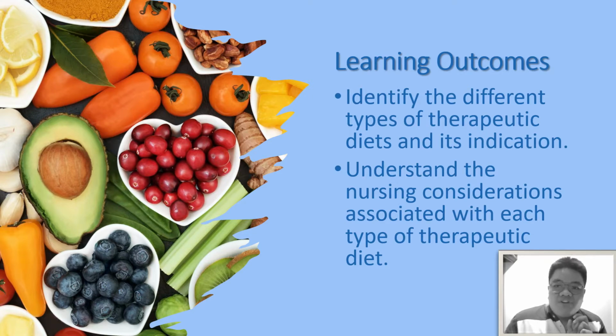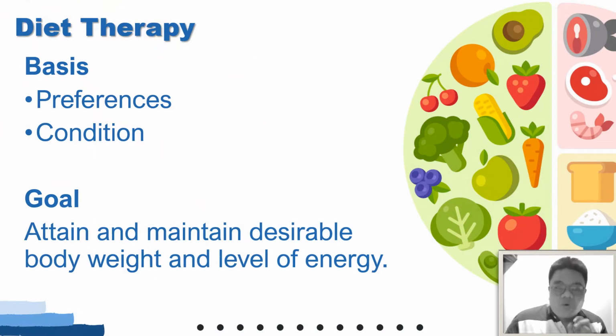Now, let's have the definition first. When I talk about diet therapy, you have two bases there: the preferences of the patient and the patient's condition. When I talk about preferences, there are diets wherein we consider the likes and dislikes of the patient. But not all the time would we be sticking to what they like.